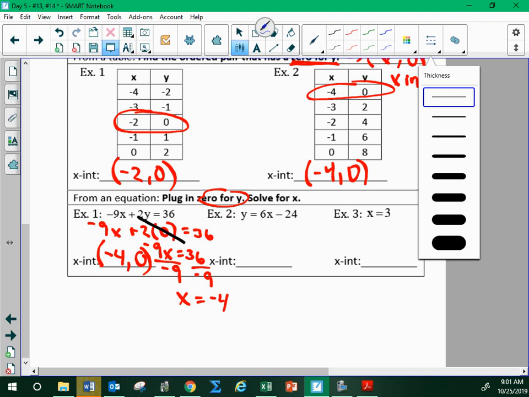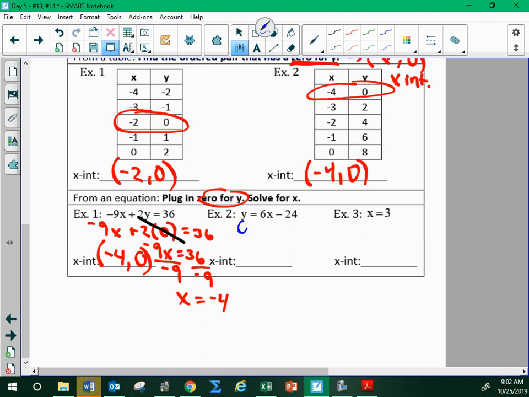All right. So again, to find our x-intercept here, we have to put in 0 for y. So I have 0 equals 6x minus 24. And then we just solve for x. What is my first step going to be? Add my 24 to both sides. So I get 24 equals 6x. And then what do we do next? Divide. You divide 24 by 6.